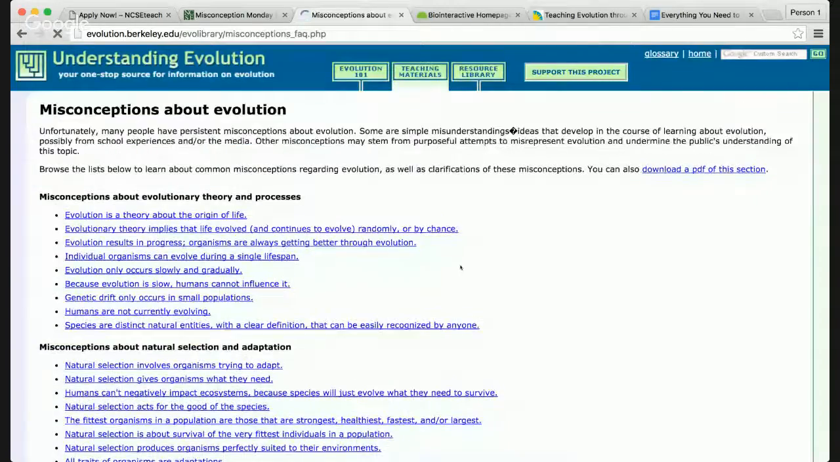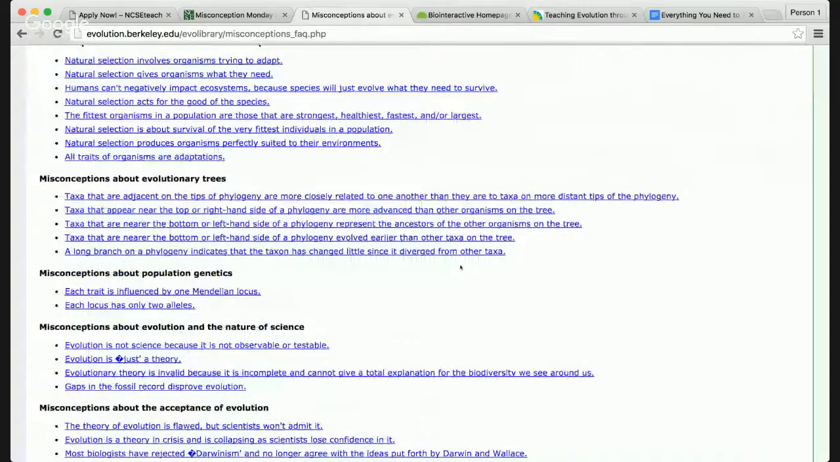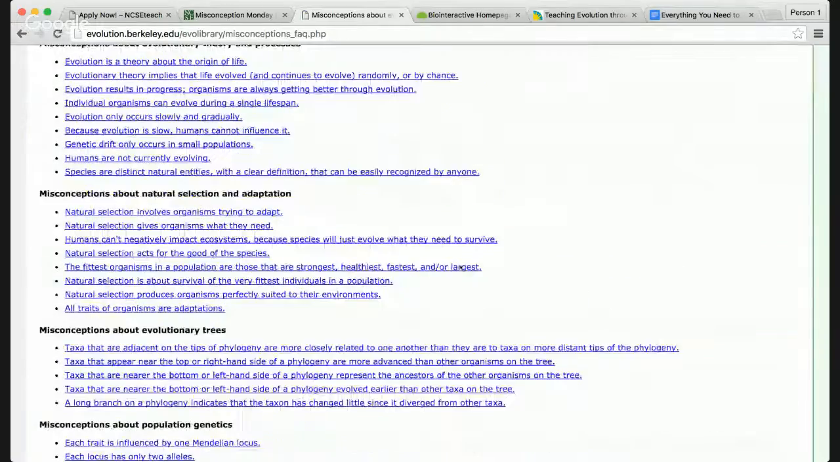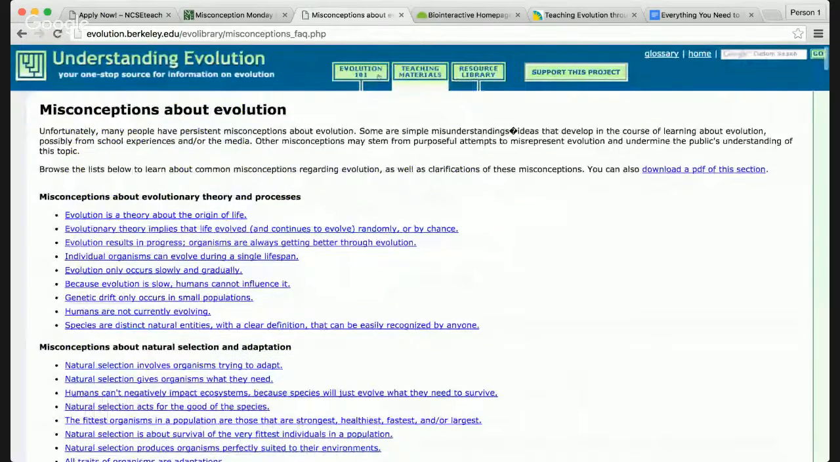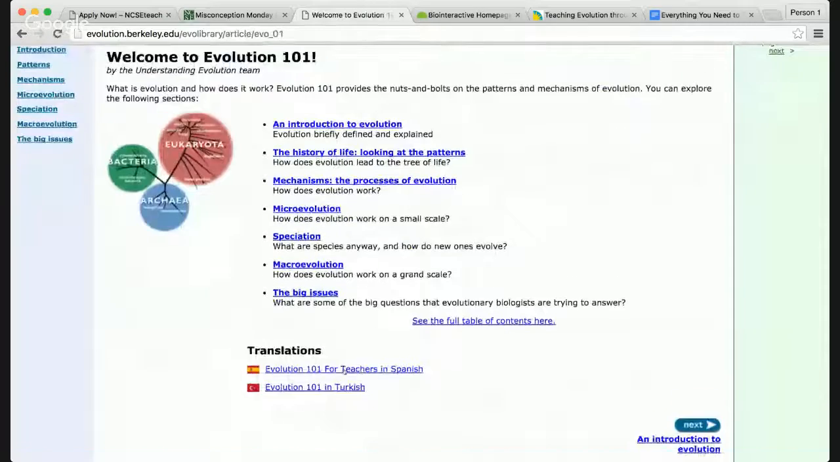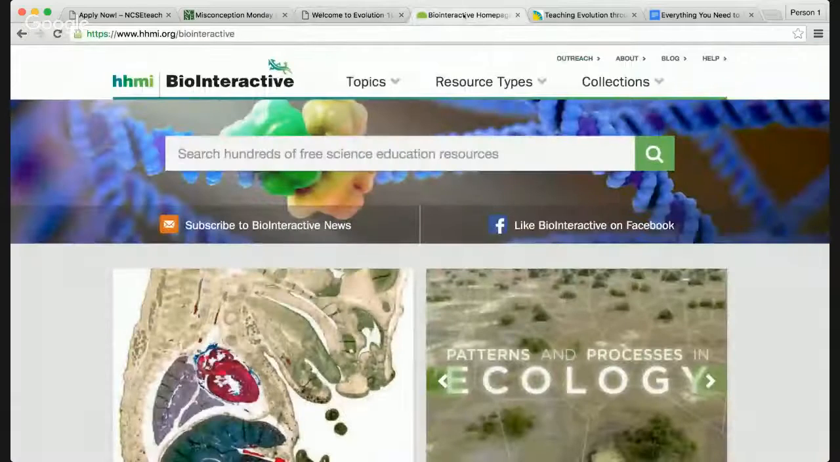Who doesn't want that? And here are a whole slew of misconceptions. You click on one of them, and they'll give you a quick summary and then tell you where you can go to read more about it. I've only barely scratched the surface. It's a fantastic website, and if you haven't been there before, I encourage you to head on over. This is the group HHMI BioInteractive. If you don't know them, you should.